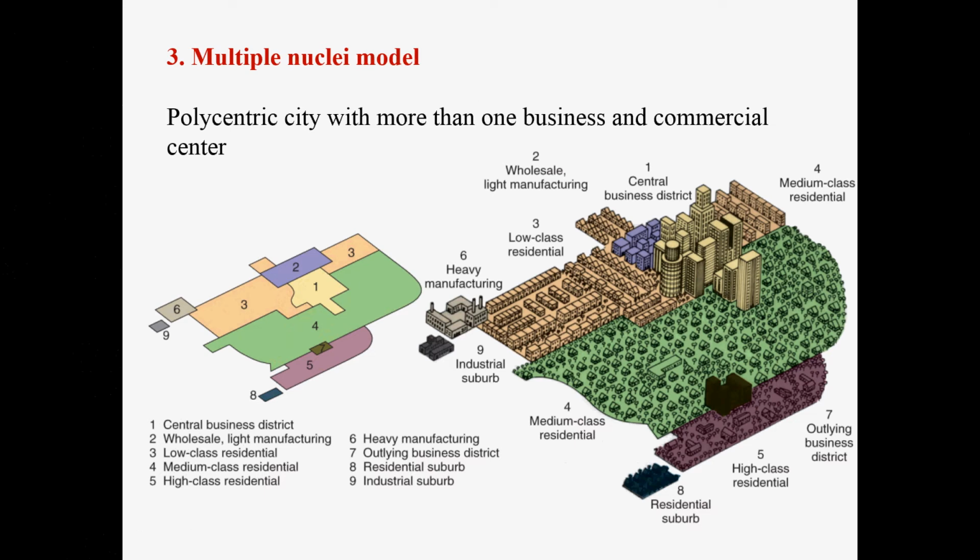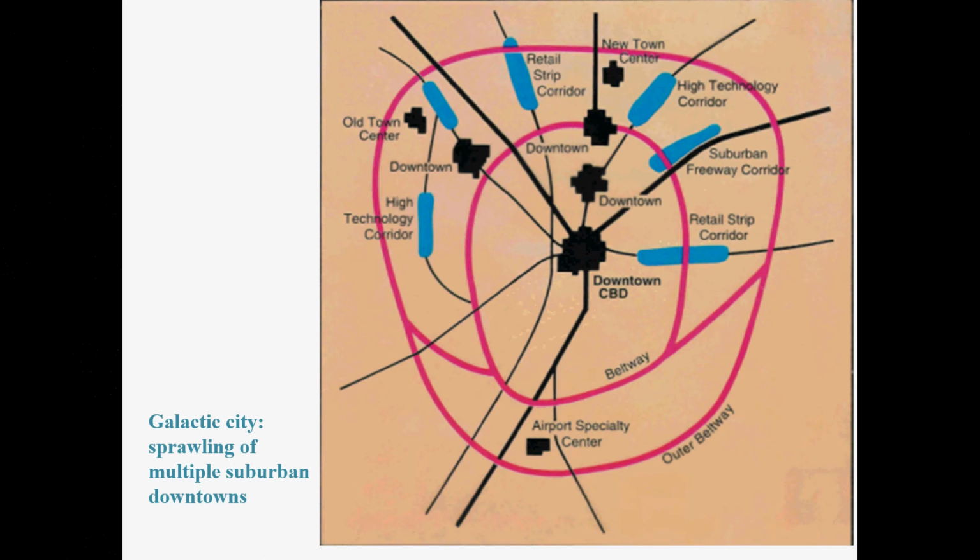This multi-nuclei model has been further developed by other scholars. You have scholars who looked at Atlanta, and there you have the traditional downtown, and several other downtowns. You also have a suburban downtown. You see the downtown, not just the traditional CBD downtown, but also other downtowns, even a suburban downtown. Not only the downtowns, but also you have an airport, specialty centers, and retail strip corridors.